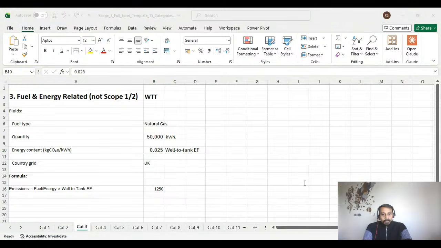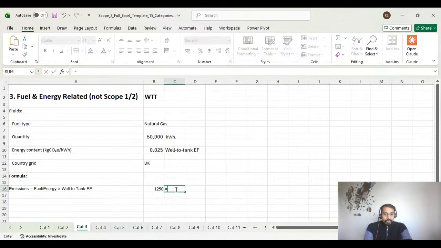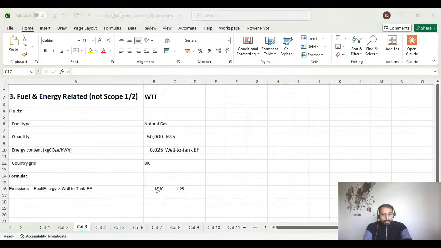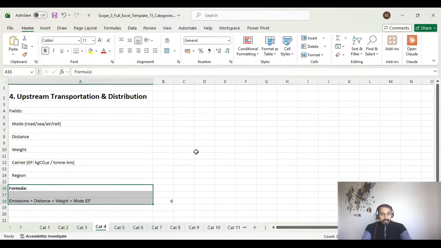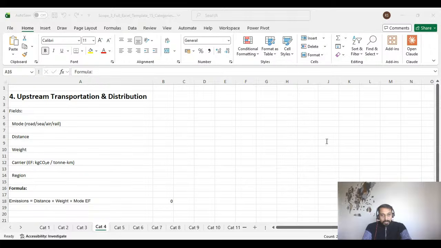So overall emission will be 1250 kilogram CO2 equivalent, and to convert into tons of CO2 equivalent, you have to divide it by 1000. So you will get 1.250 tons of CO2 equivalent for category 3. So that is part of the natural gas utilized in your particular energy use, and you have used the well to tank emission factor or cradle to gate emission factor. Then let's move into category 4. So that is upstream transportation and distribution.